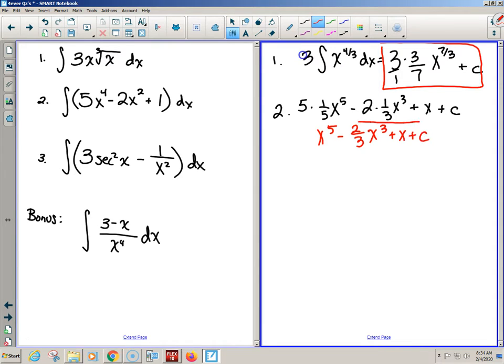How can you check any of these answers? Derive it. So what's the derivative of 7/3? The 7/3 comes down, 3 is left, and then 4/3. Got it. The derivative, the 5 comes down, a 5 is left, x to the 4th. Got it. Etc. You can always derive to make sure you're good.